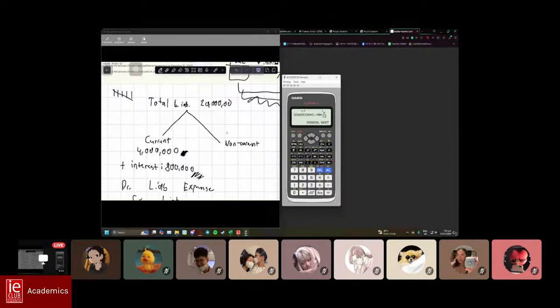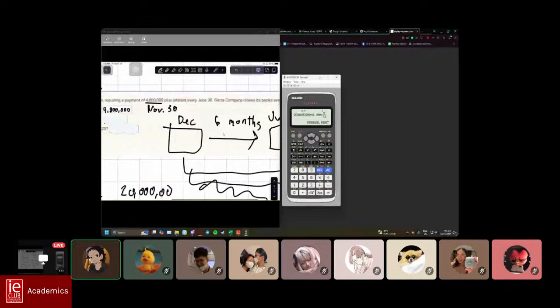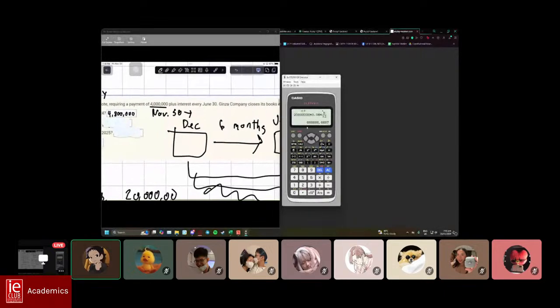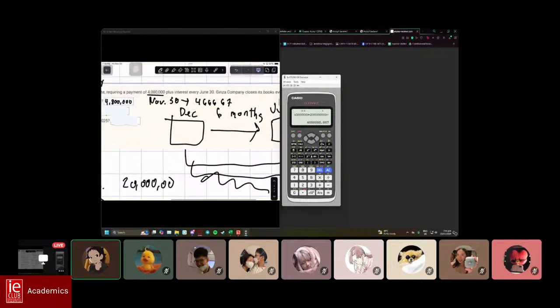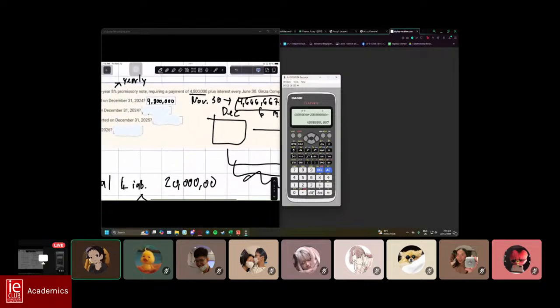Oh, so if that question was November 30, the answer would be this? Joke lang. This is just the interest. So let's add the 4 million. Okay. The answer would be 4,666,666. Please, I hope none of you are unsettled by that kind of number. But yeah, 4,666,667 if it was November 30.